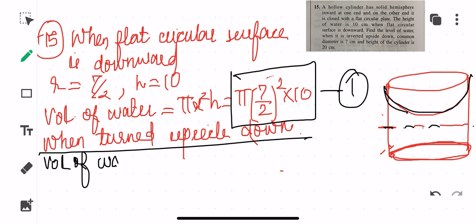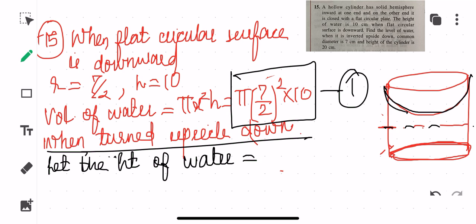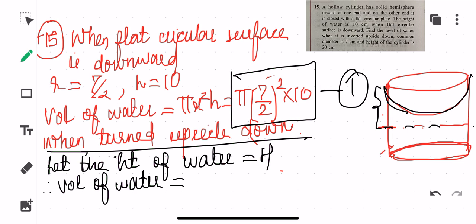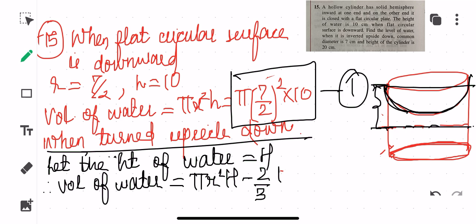Volume of water. Let the height of water be capital H. Therefore, volume of water will be equal to, see, up to H marks, suppose it is up to this height. So what is the volume of water up to this height? It will be equal to the volume of cylinder, that is pi R square into H, minus the volume of this particular hemisphere. So what is the formula of volume of hemisphere, children? This is 2/3 pi R cube.